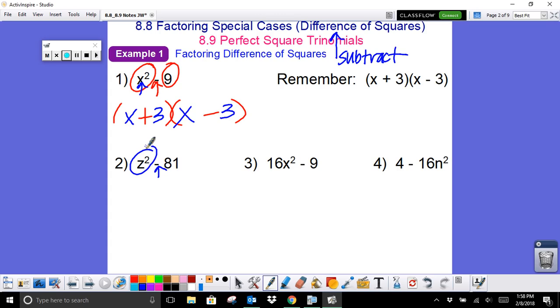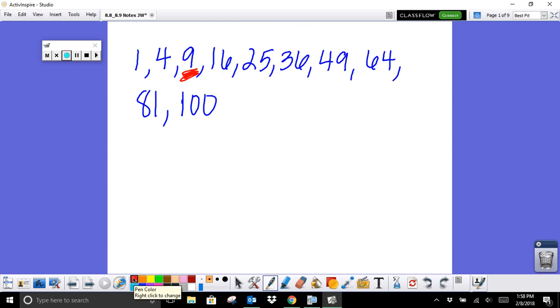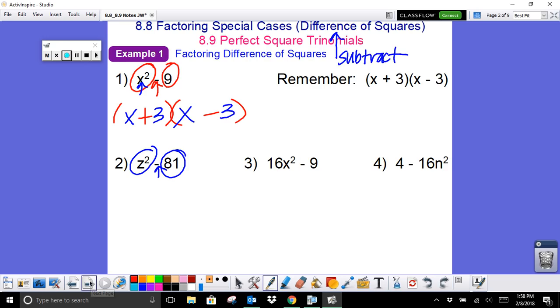Is z squared a perfect square? Yes. Is 81 a perfect square? Yes. If you look at the slide before, 81 was one of the numbers that we wrote down. All right, so now that I have decided it is a difference of squares, I'm going to make my 2 groups. One's going to be plus, one's going to be minus. Again, it does not matter the order of those.